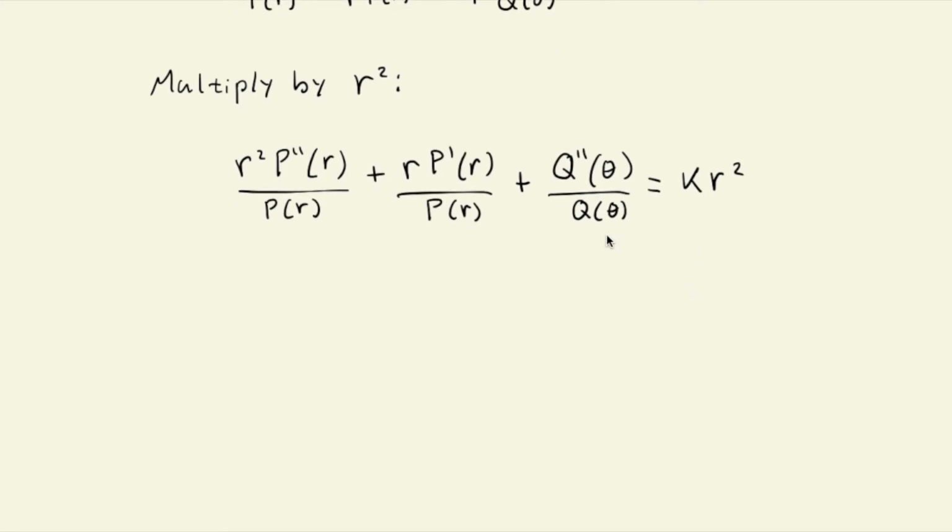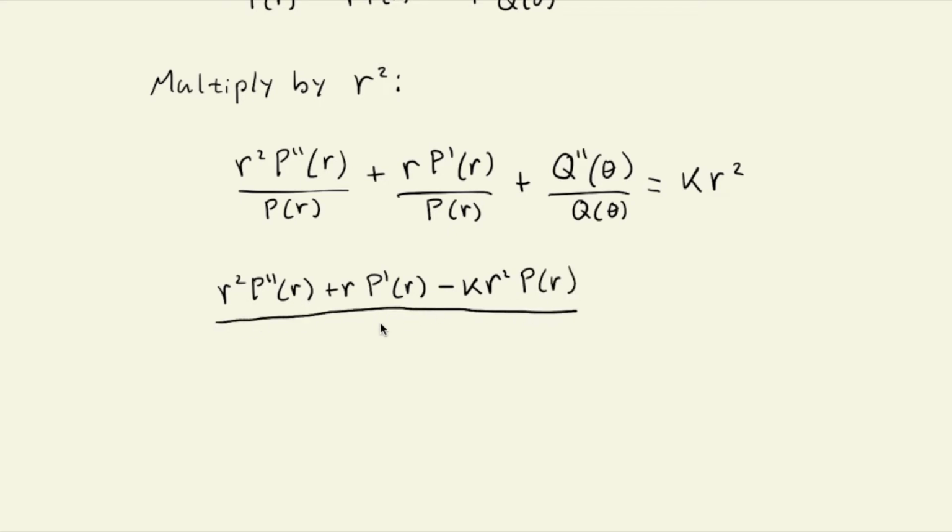Right? And now I'll send the theta to the right side and take this r and send it to the left side. It's going to look like this, and I'm going to put everything under p on the left. It will look like r squared p prime prime of r plus r p prime minus k r squared p all over p. And on the right side, I get minus q prime prime of theta over q.